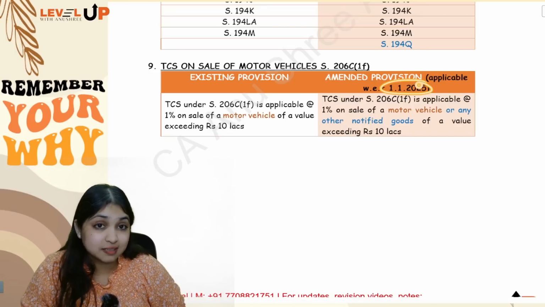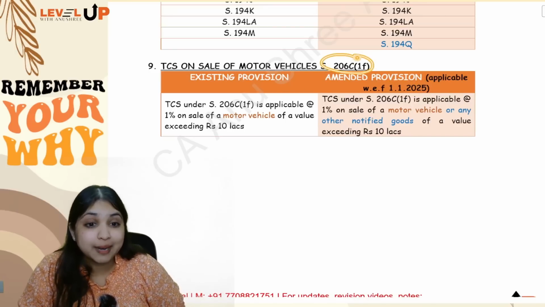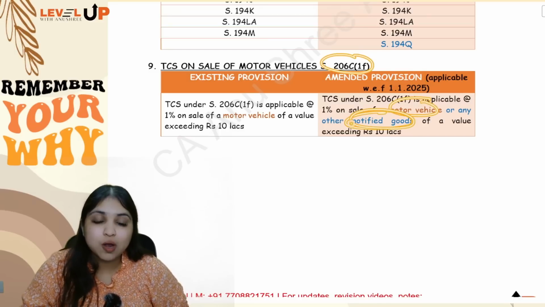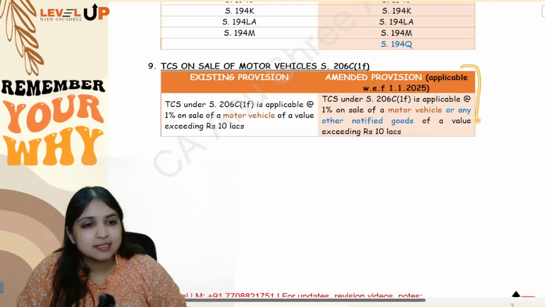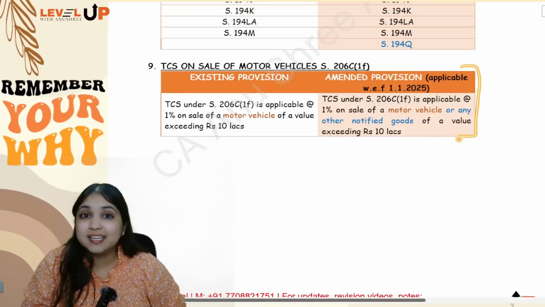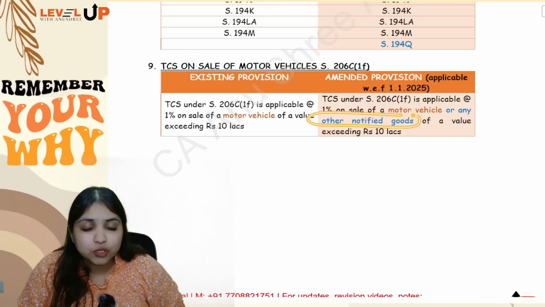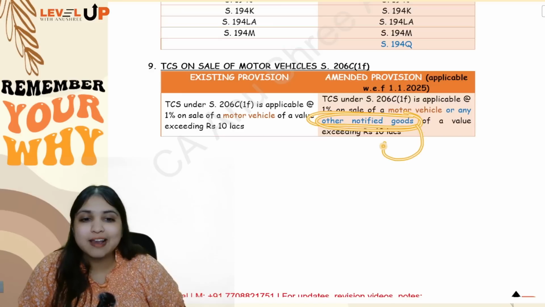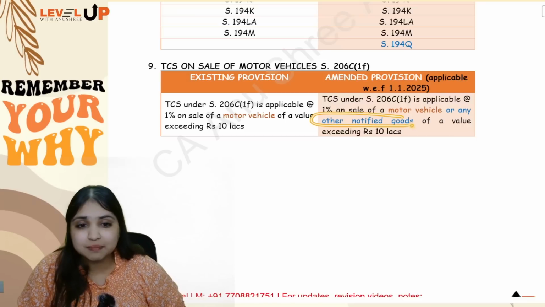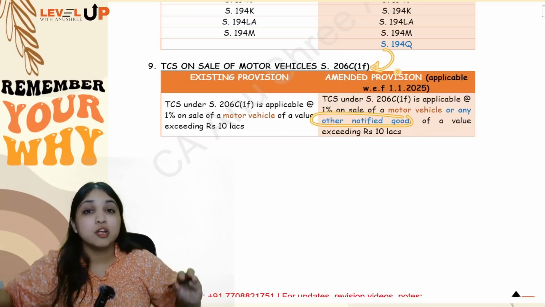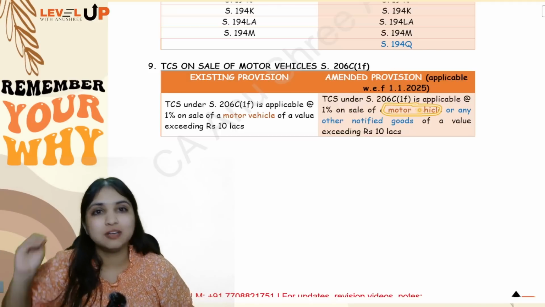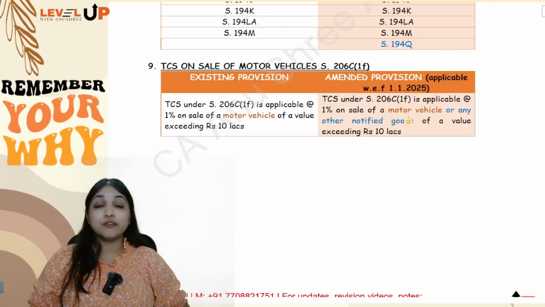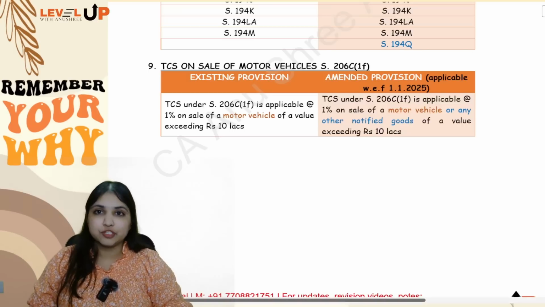This amendment is now saying that this section will apply not only to motor vehicles, it will also apply to other notified goods. Basically, inside section 206C1F, we are widening the scope. We are including other notified goods, other luxury goods, the value of which is more than 10 lakhs. As of now, nothing has been notified, but in case something gets notified, it will fit under 206C1F. So the scope has been widened. It will include not only motor vehicles now, it will also include other notified goods, other luxury goods, the value of which is more than 10 lakhs.